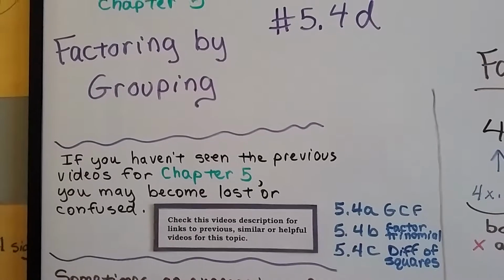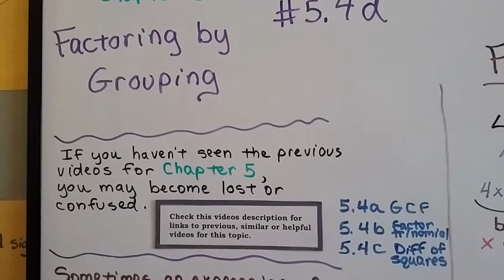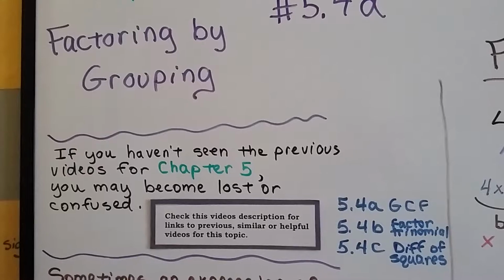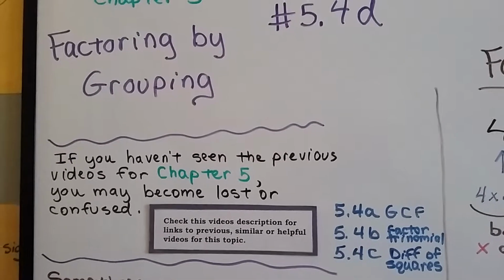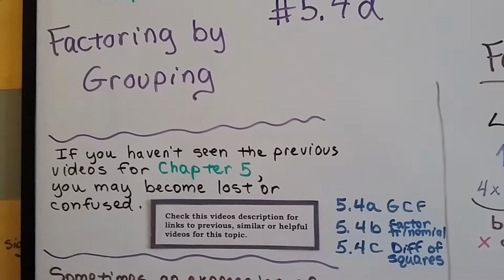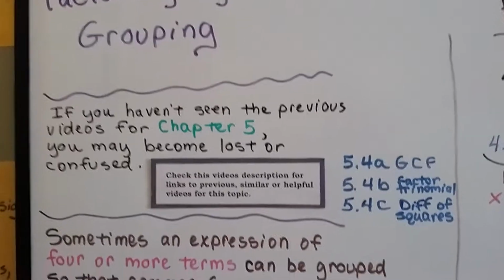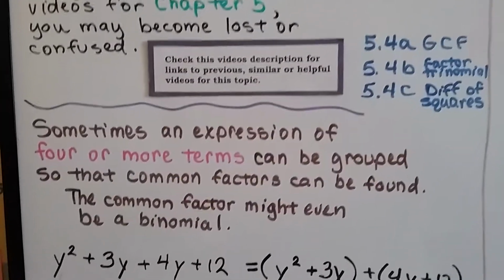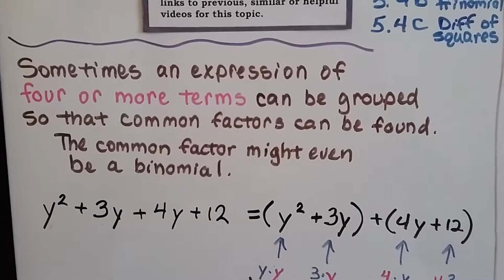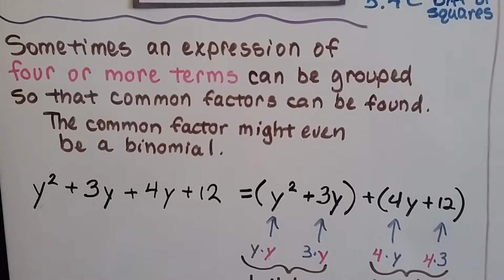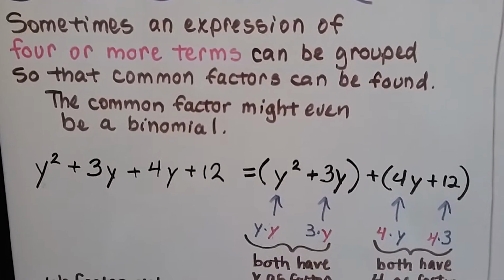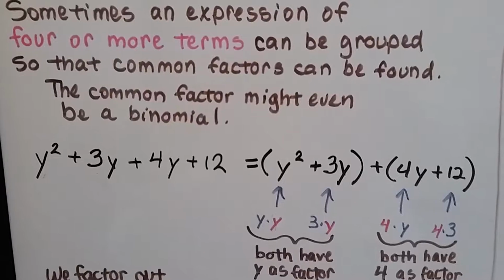And if you don't understand any of those, you need to go into the link of this video's description and watch those real quick before you watch this one, because you're going to get confused. Now, if you do understand those topics, then we'll be okay. Sometimes an expression of 4 or more terms can be grouped so that the common factors can be found. The common factor might even be a binomial.